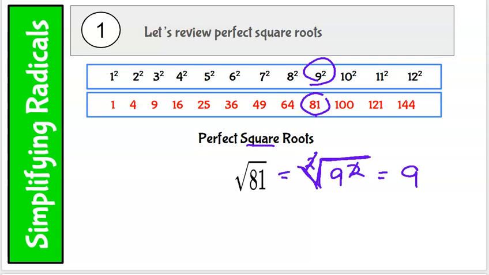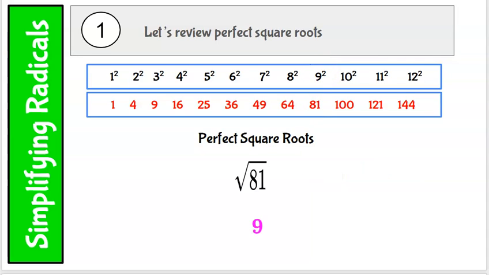Or we can just look at this. 9 squared is 81. Well, the inverse of squaring a number is taking the square root. So therefore, we would also get 9 when we evaluated that out. So we have 9.